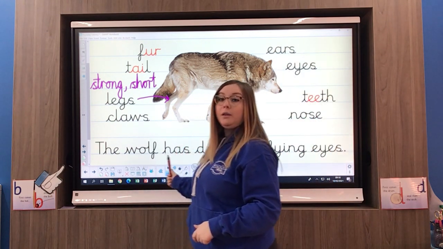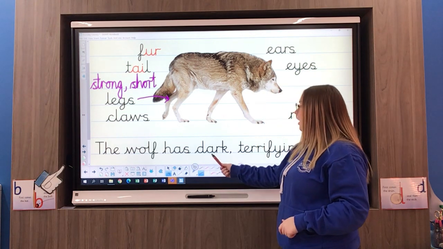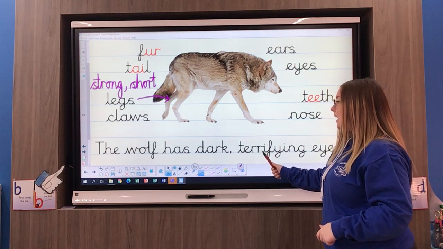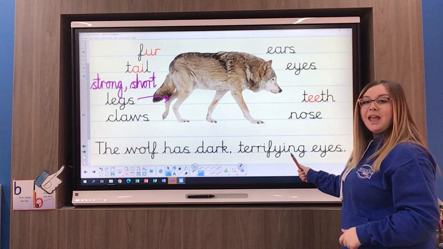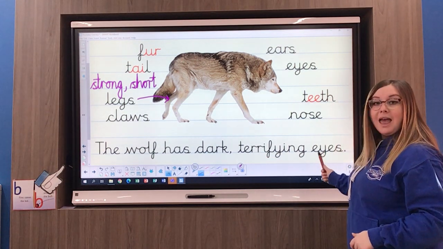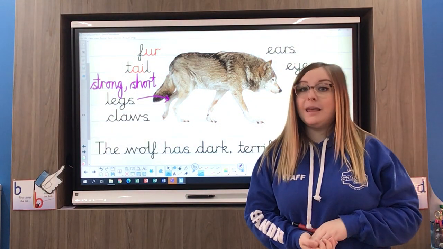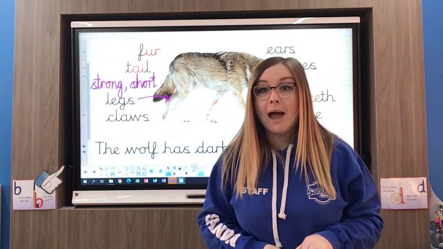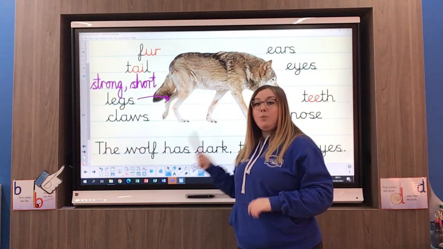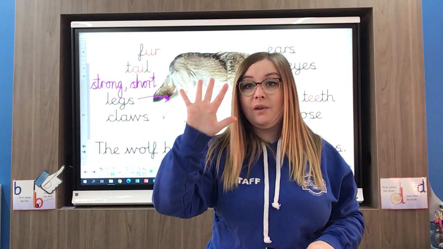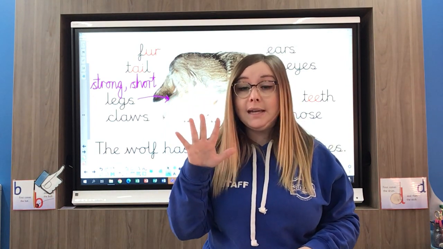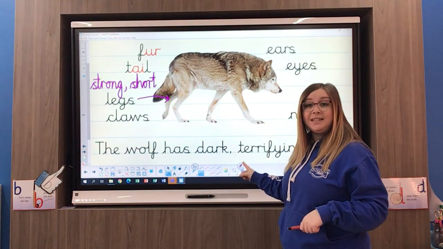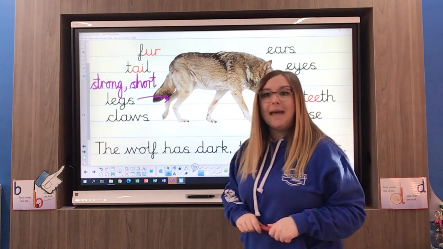The wolf has dark, terrifying, terrifying eyes. So we should all now be at that point year 4. We've got our picture of the wolf. We've got some adjectives describing that wolf around it. And then we've got some sentences. And I asked you to write 5 sentences. And that's really important to help you with today's learning. Because for today's learning, we're going to use the work we did yesterday to make it even better.